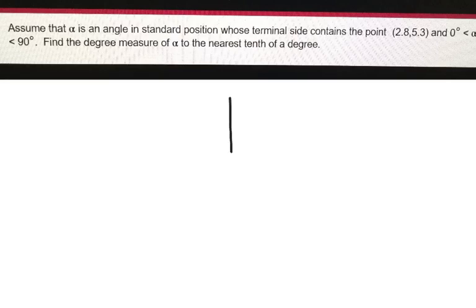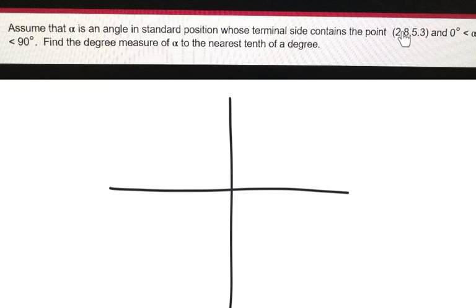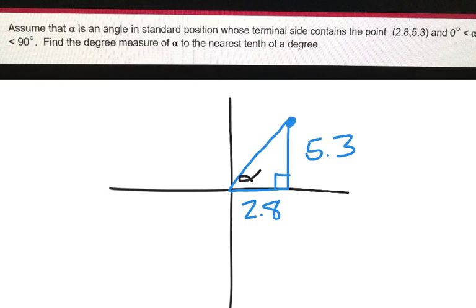Okay, so if I set this up, again, the ordered pair is the point (2.8, 5.3), which means I am here in the first quadrant. The point is somewhere up there. If I make my right triangle, I know I went right 2.8, and I went up 5.3, and I'm looking for this angle. I'm going to call it alpha.